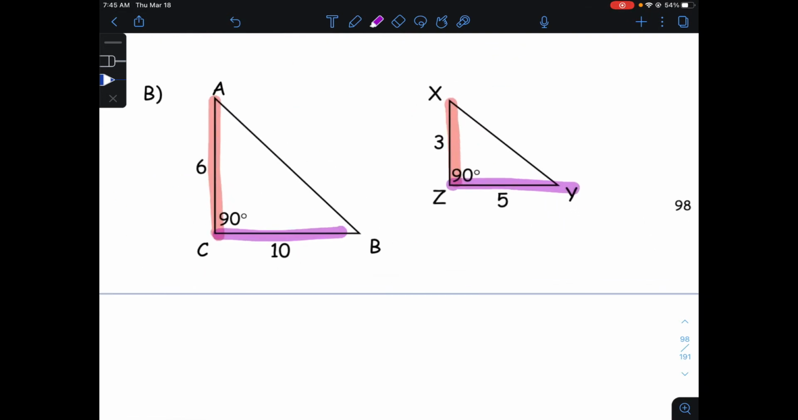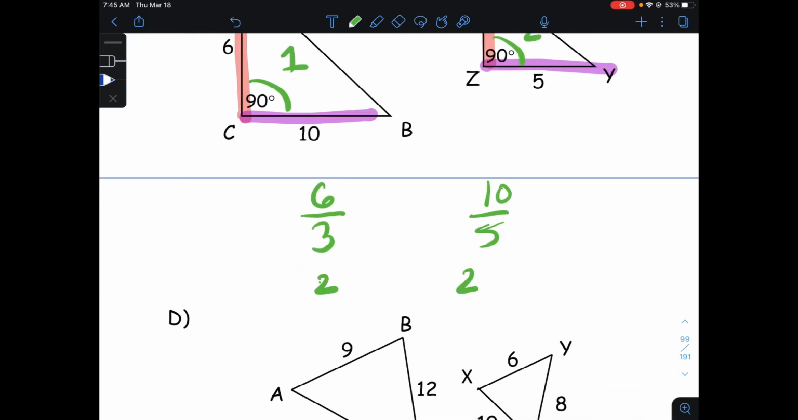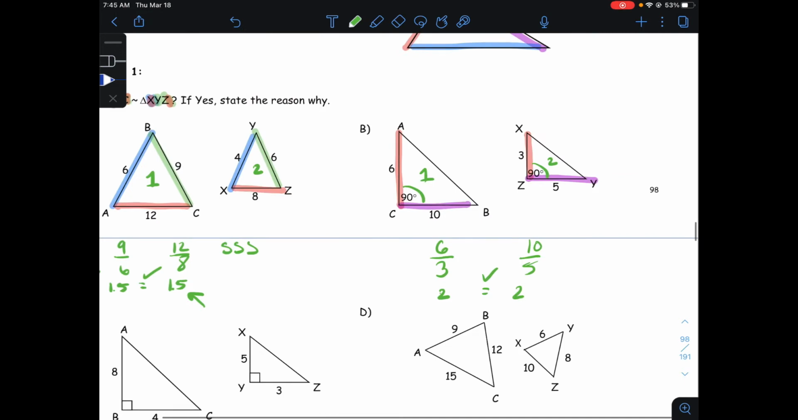Now, obviously, these angles are already congruent, so we've got the angle of our side, angle, side, but now we need to show that the sides are proportional. So again, we'll label triangle 1 and triangle 2, and we'll do 6/3, and then 10/5. When I plug this in on my calculator, I get 2 and 2. These are equal. So yes, these are similar by side, angle, side. And I guess we could write yes.